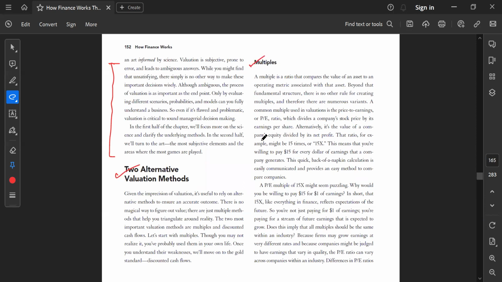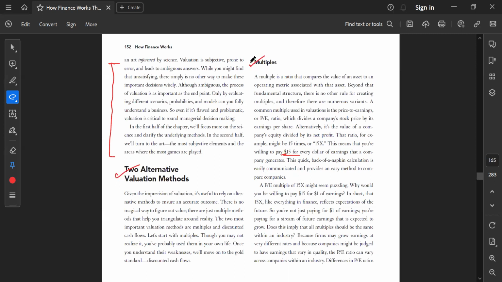Alternatively, it's the value of a company's equity divided by its net profit. That ratio, for example, might be 15 times. This means that you are willing to pay $15 for every dollar of earning that a company generates. This quick back of a napkin calculation is easily communicated and provides an easy method to compare companies. So here it says that multiples is a good method to value a company.